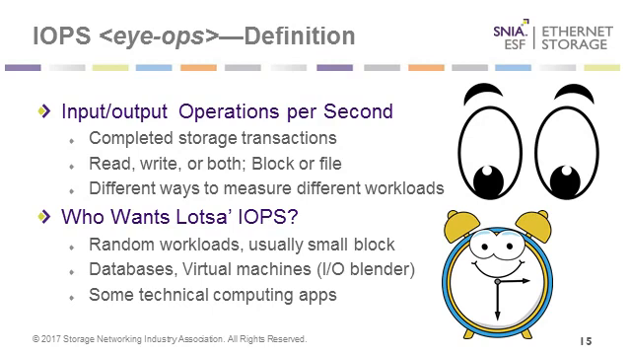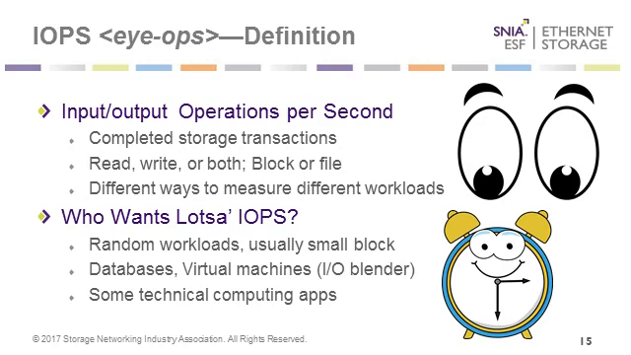So first, let's define IOPS. IOPS stands for Input/Output Operations Per Second, and it's pronounced "eye-ops." Essentially, each IOP is a storage transaction that's been completed. IOPS can be read or write or both, and they can be block or file. For example, you could have an IOPS workload that's 100% read, or 50% read and 50% write, or 100% write, or anywhere in between. Again, it can be done on block or file storage. It's almost never done on object storage.